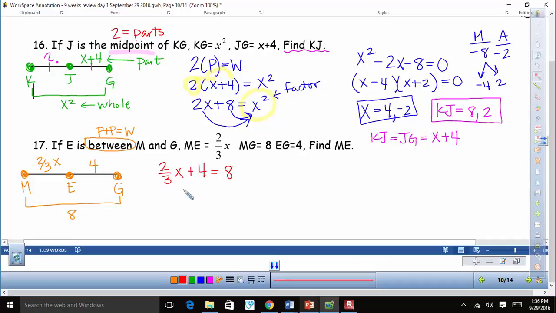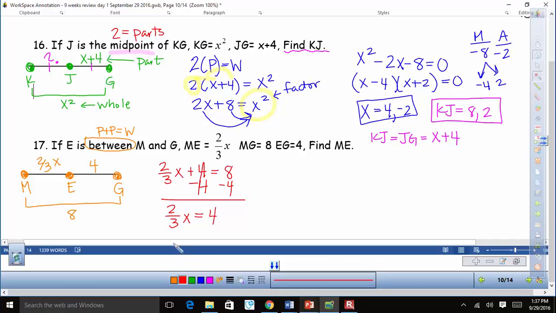Now, we want to get x by itself. So what would we do first? Okay, we would subtract 4. Why would we not mess with the fraction first? Okay, 2/3 is connected to x. We're worried about everything else that is not connected to it first, and then we'll deal with this. So we're going to bring down 2/3 x. 8 minus 4 is 4.